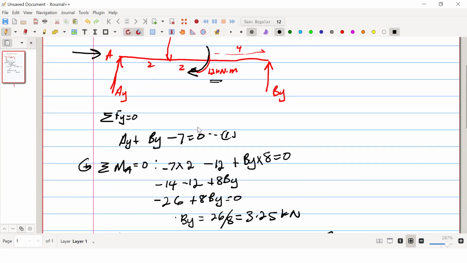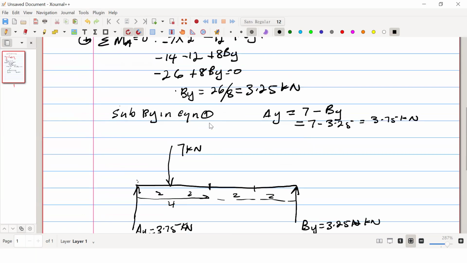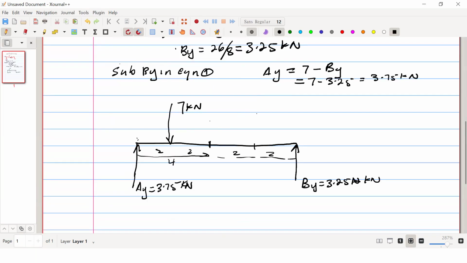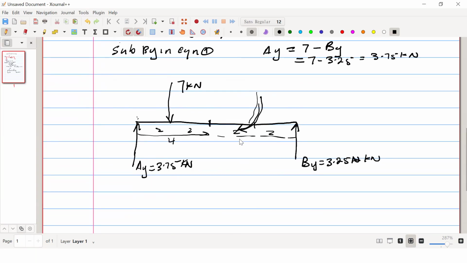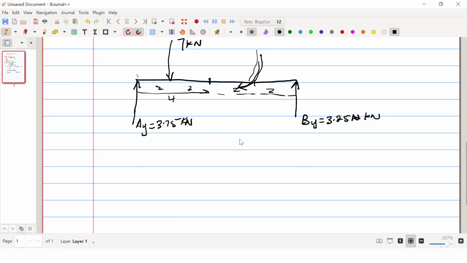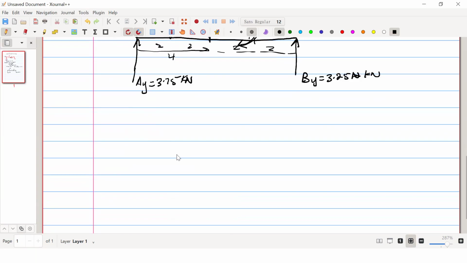You draw back your free body diagram, right? Make sure you draw back your free body diagram. That's the first rule. And you put back your moment here. And you see a moment here. When the moment is going in a negative way, you're going to add. Those are the little tricks that you need to know.